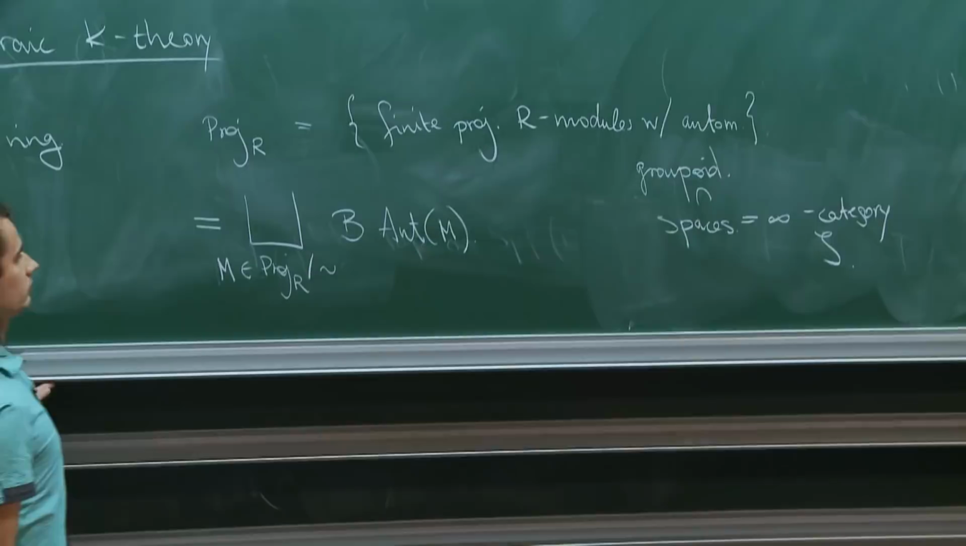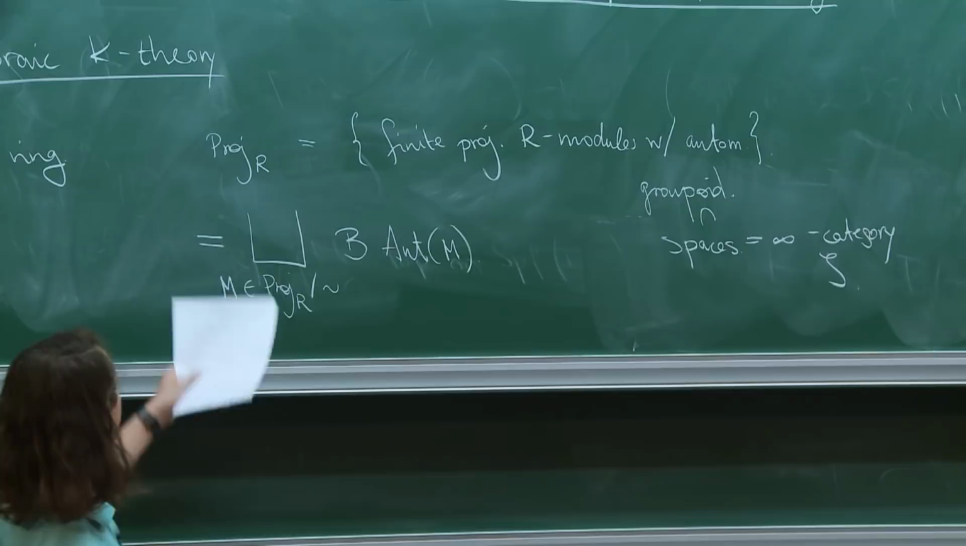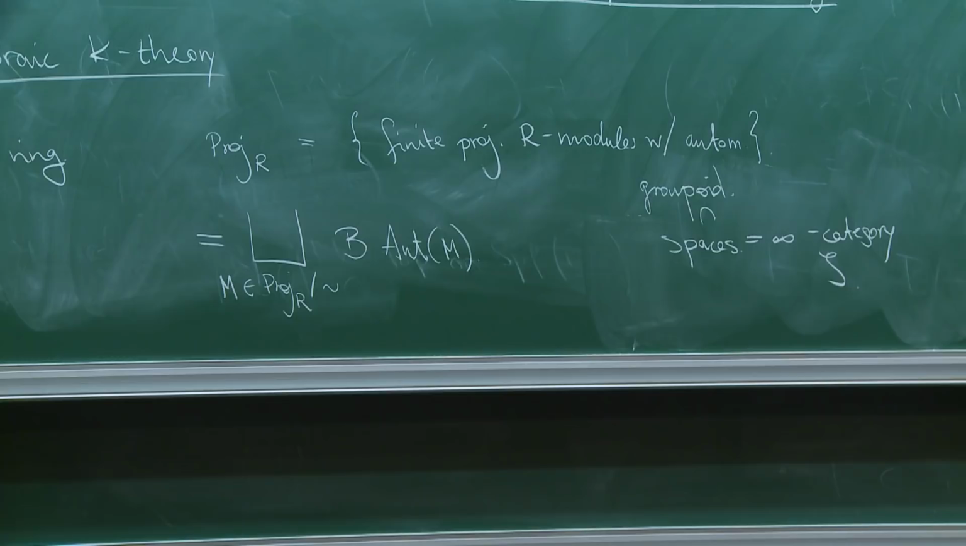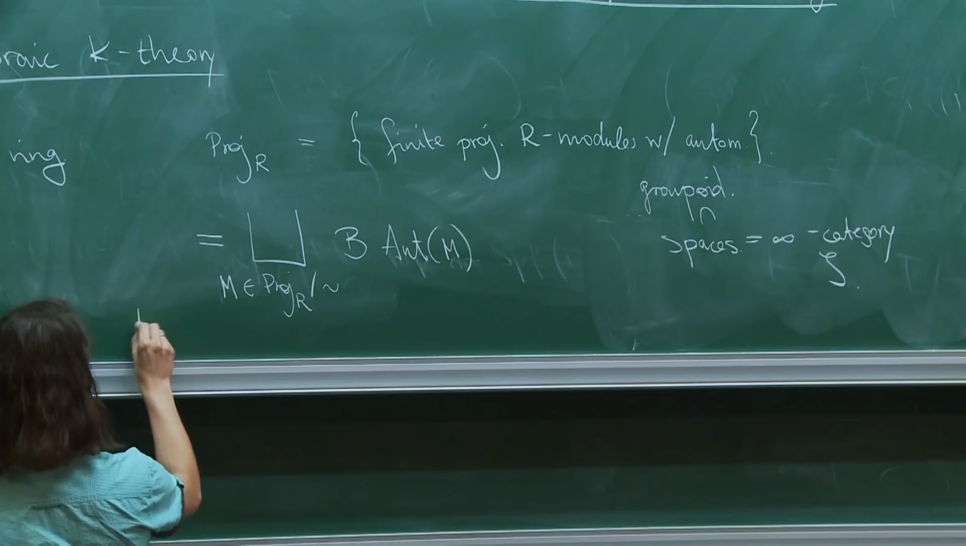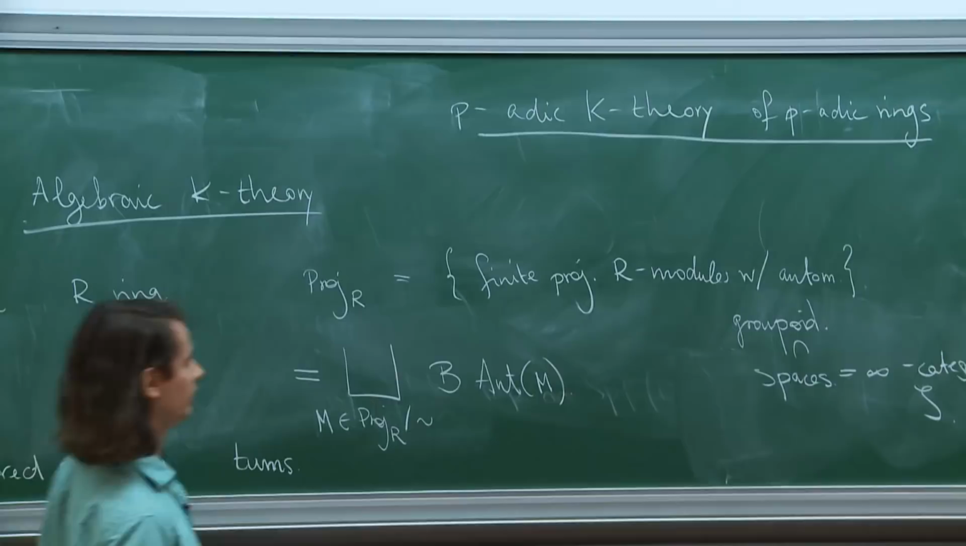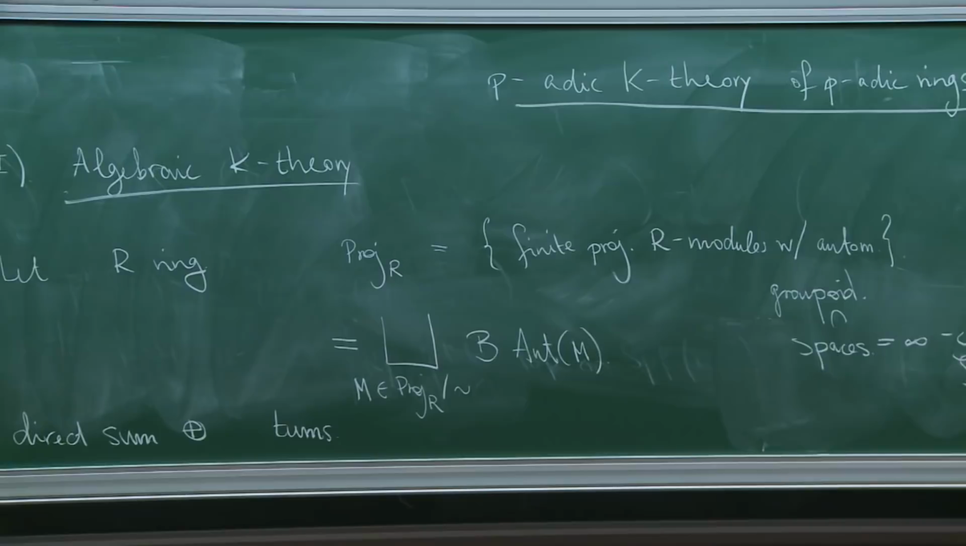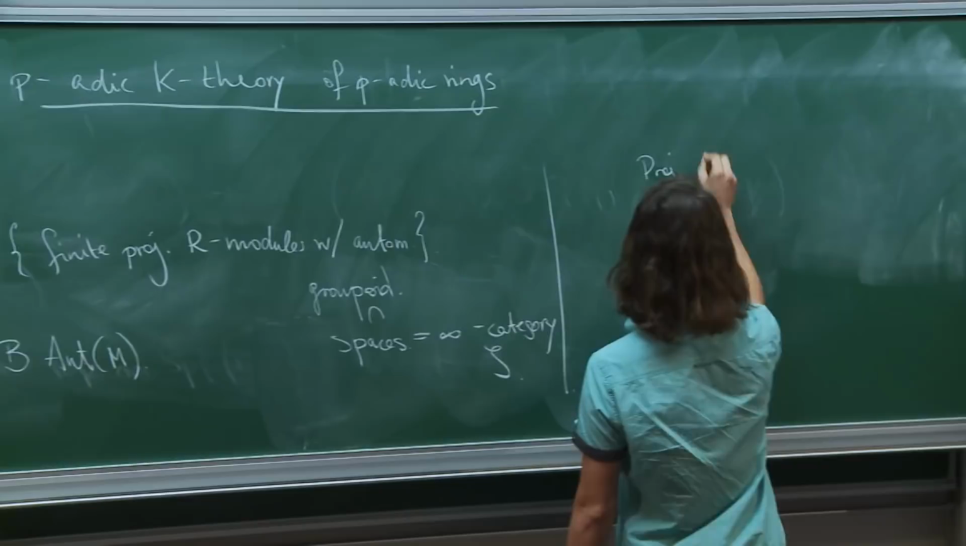There are certain very natural operations that you can do with projective R-modules. For example, you can take the direct sum. This is of course a commutative operation. It doesn't matter in which order you take the direct sum. So this means that it turns projective modules up to isomorphism into a commutative monoid.